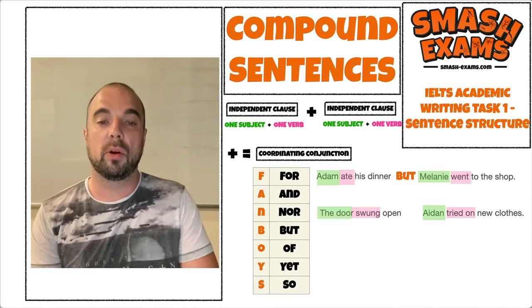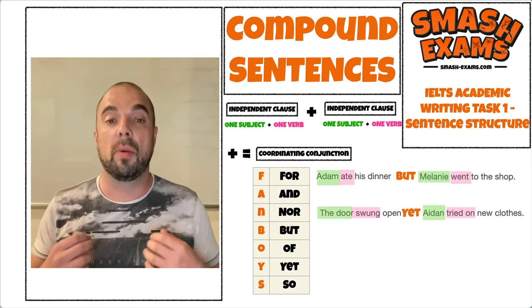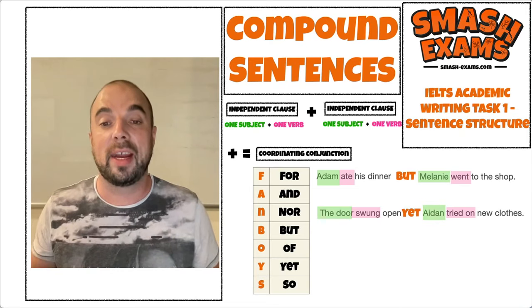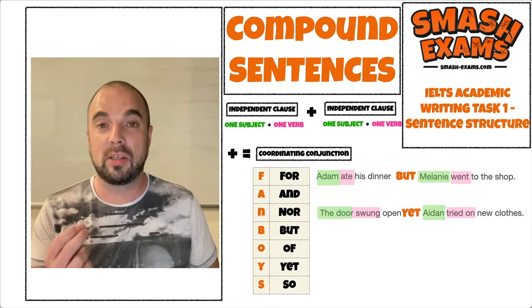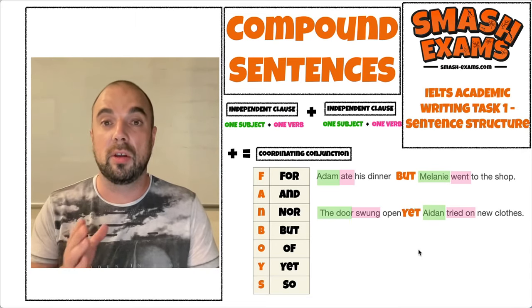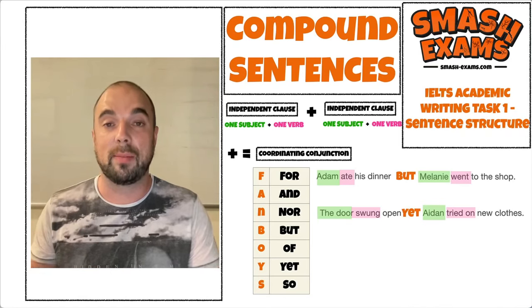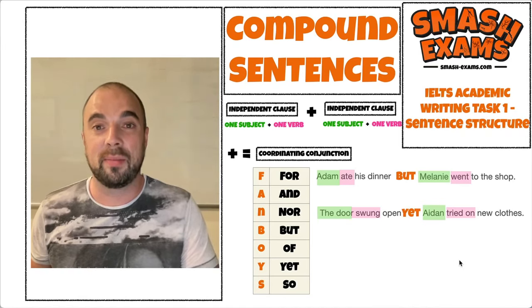The door swung open, Aidan tried on new clothes, can become: The door swung open, yet Aidan tried on new clothes. This is how you do it. This is the best cheat when it comes to varying your sentences. Use simple sentences sometimes, and sometimes join simple sentences together so you can get compound sentences.